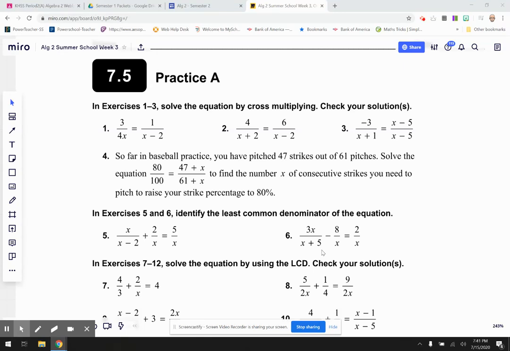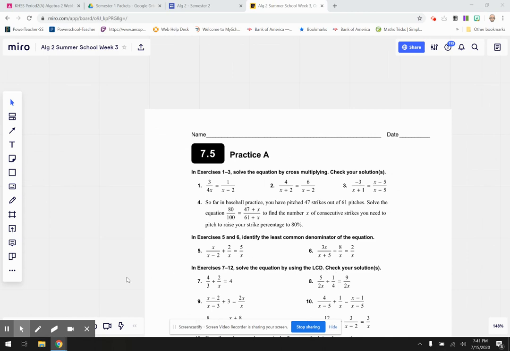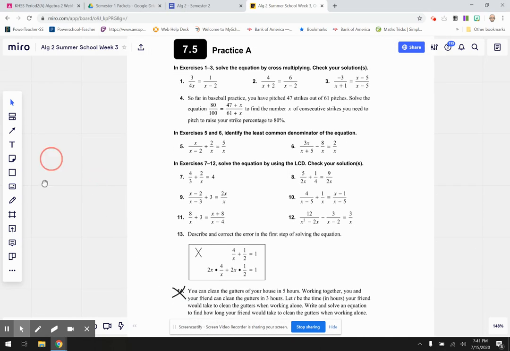Okay, here's a video for 7.5. This is practice A, and we're solving rational equations. So we're solving equations that have fractions in them. So I'll do 7.5. We're going to do 1 through 13. So you can see that I crossed out 14 down here.